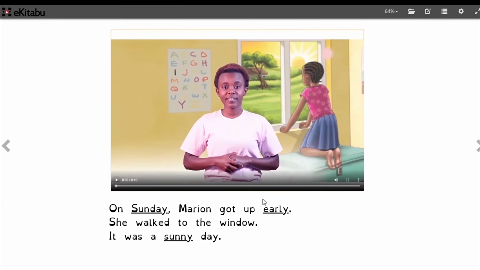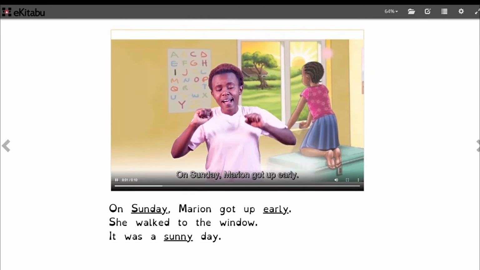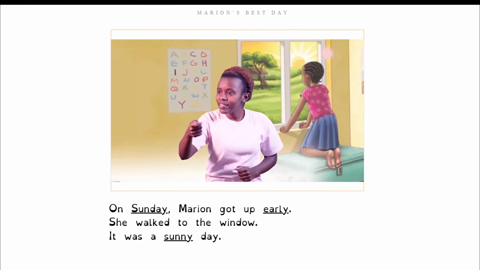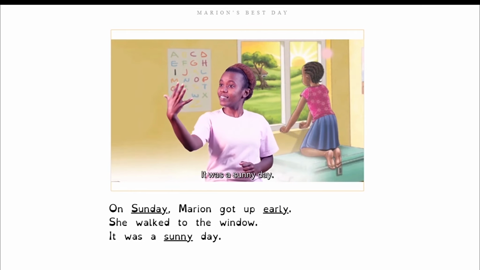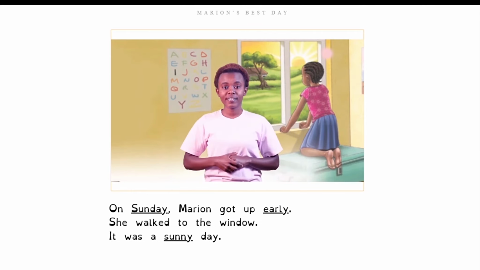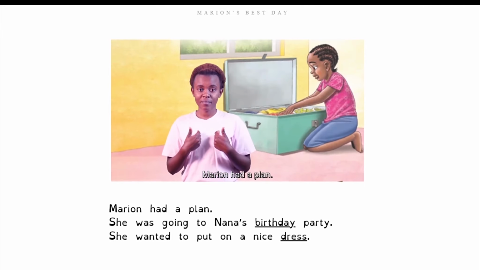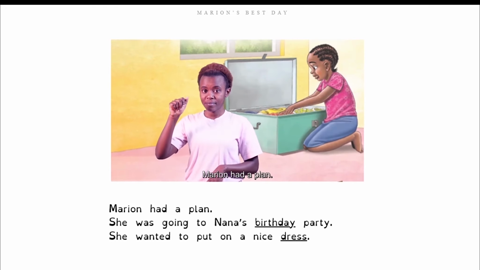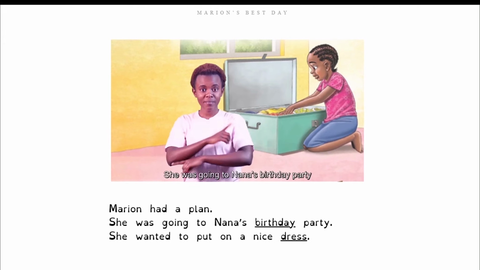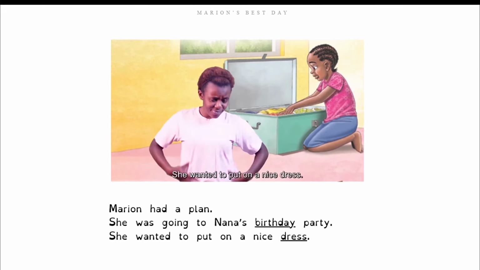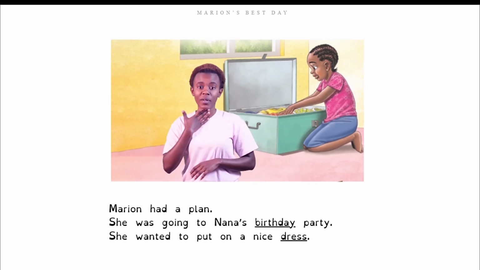Thank you. On Sunday, Marion got up early. She walked to the window. It was a sunny day. Marion had a plan. She was going to Nana's birthday party. She wanted to put on a nice dress.